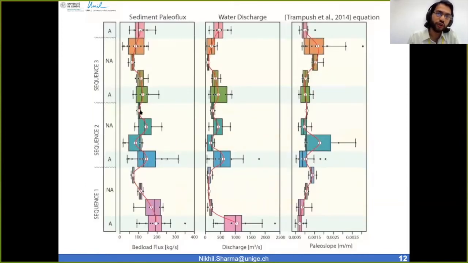Here I present, the first column is the bedload sediment paleoflux, followed by the water discharge, and then the estimated paleoslope. So for the first sequence, or in general, we observe higher water discharge rates for the amalgamated units, followed by a decrease in sediment flux in the non-amalgamated interval, and this trend follows for the rest of the sequences as well. In water discharge, the trend is much stronger, higher water discharge rates in the amalgamated interval, then lower in the non-amalgamated, and so on. For the slope, we've just seen this, lower slopes in the amalgamated, and then higher slopes, or rather an increasing trend, in the non-amalgamated interval.